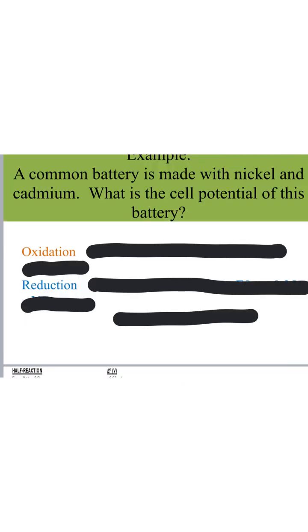So a common battery is made with nickel and cadmium. What is the cell potential of this battery? Well, first we need to write our reactions. Cadmium is oxidized, so it's going to be cadmium yields cadmium 2 plus plus 2 electrons. And nickel is reduced, so it's going to be nickel 2 plus plus 2 electrons yields nickel. You'll notice the nickel reaction looks the way it does on your chart. The cadmium reaction is the opposite.